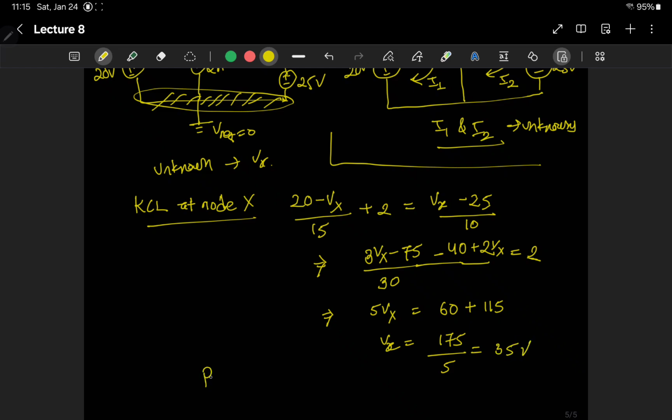Now the power across the 2 ampere source is power equals V times I. So 35 times 2 gives 70 watts. So we solved this in a simple manner using the node voltage method. We finished the node voltage versus mesh current method in this lecture.